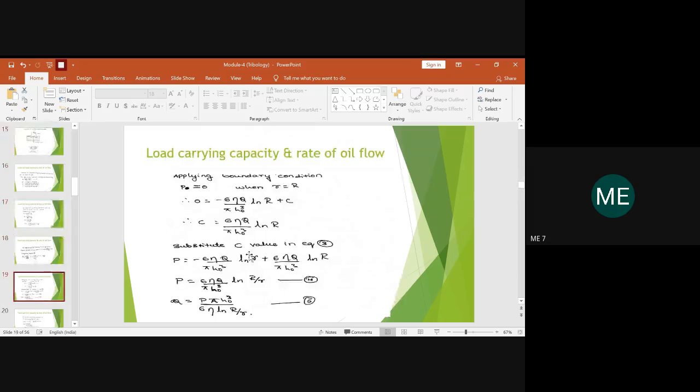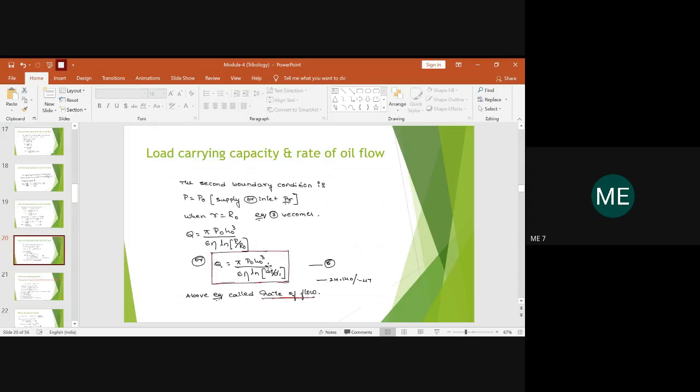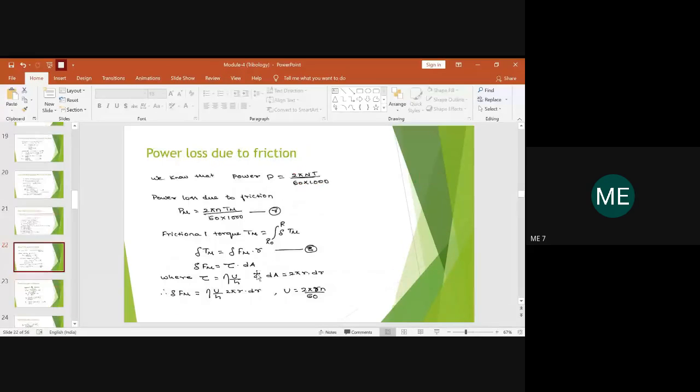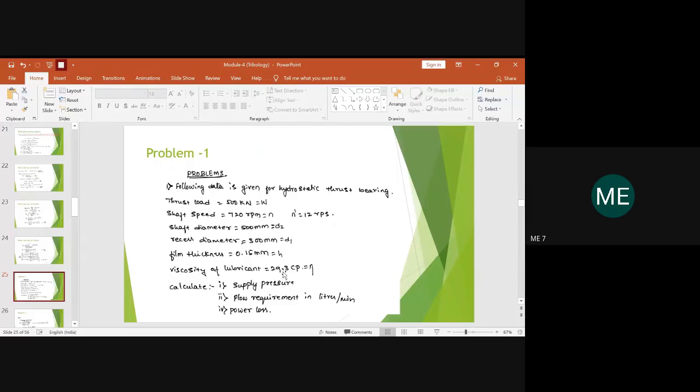In this we have the equation for the P value, right? We will be using this equation to determine the value of the pressure at the inlet of the pipe. And finally, we use the equation for the loss of power due to friction, which was neatly explained in the last class. Everywhere in the numerical, they provide the load value, the shaft speed, the shaft diameter, and the recess diameters, which are nothing but D1 and D2, and the film thickness and the viscosity of the lubricant will be given. So you will substitute and determine the answer.